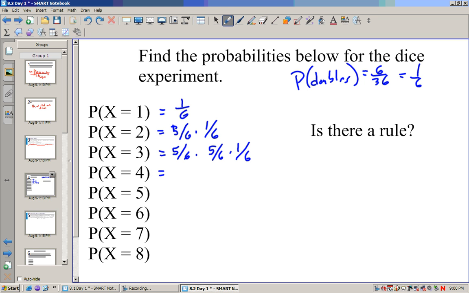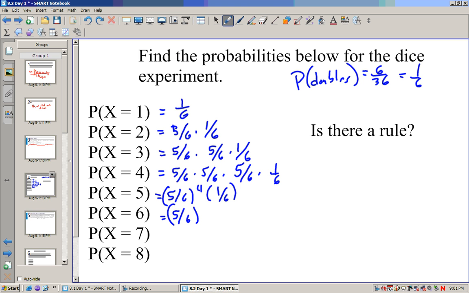To get it on the fourth try, we didn't get it, then we didn't get it, then we didn't get it, but then we got it. So 5/6 times 5/6 times 5/6 times 1/6. The next one, we could just say 5/6 to the fourth power times 1/6. The next one could be 5/6 to the fifth power times 1/6. And hopefully you're seeing this pattern.